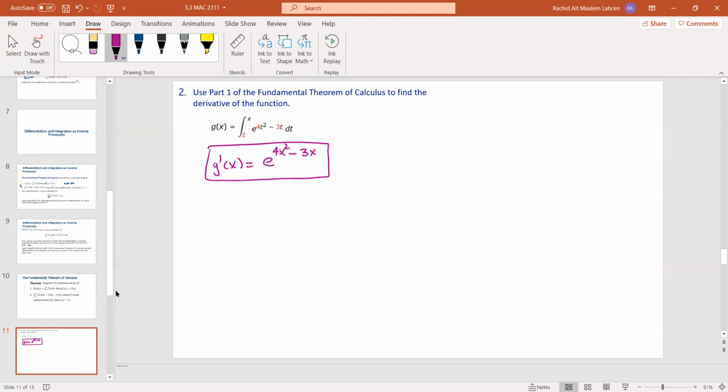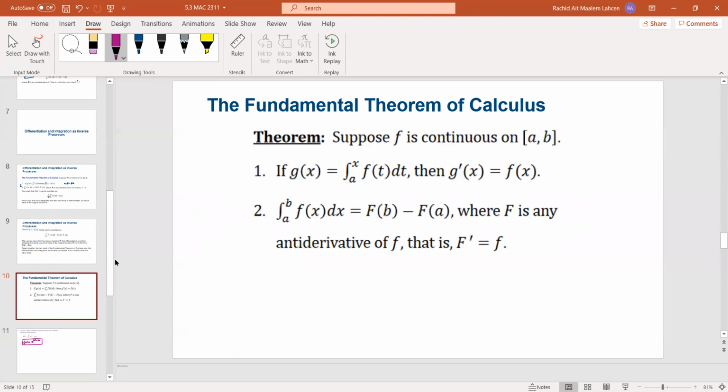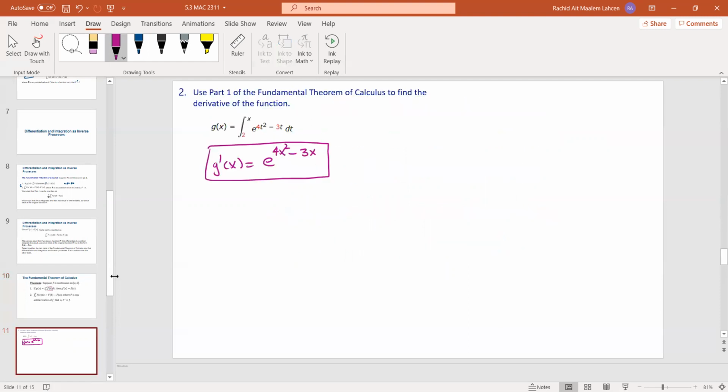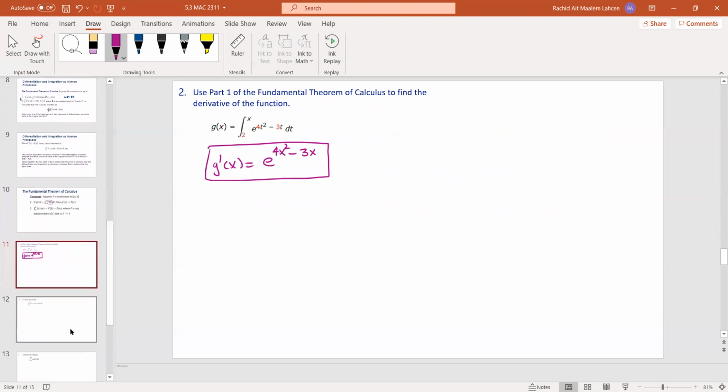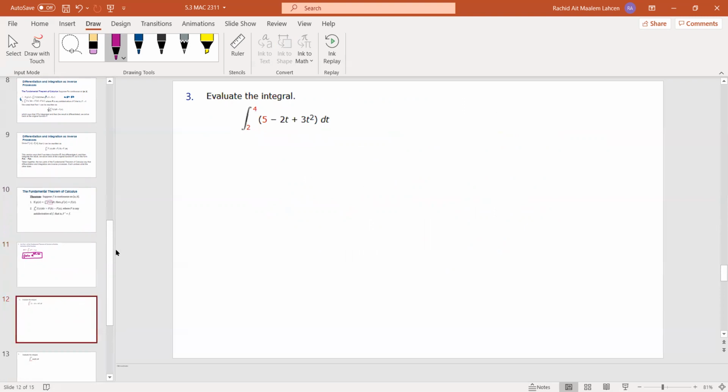This integral is g of x such that g prime equals f of x, and this is f of t, so x takes the place of t. It's just direct, no calculation, just to understand this part. And of course, now if you want to move on with part two, then it means you need to find the antiderivative of it.